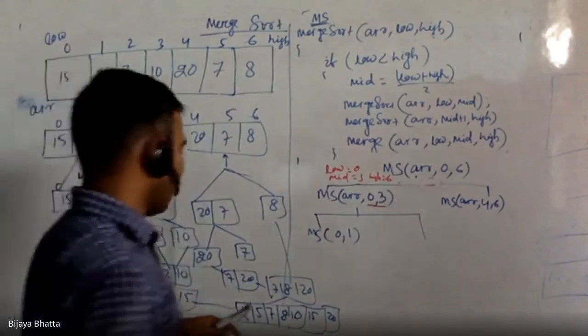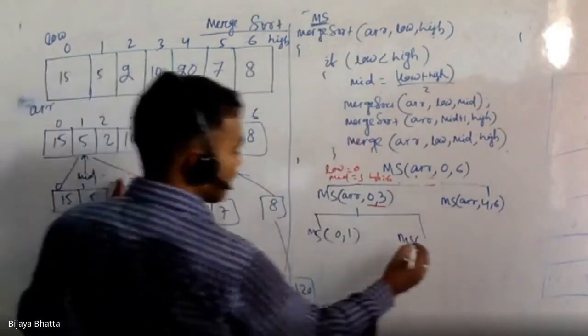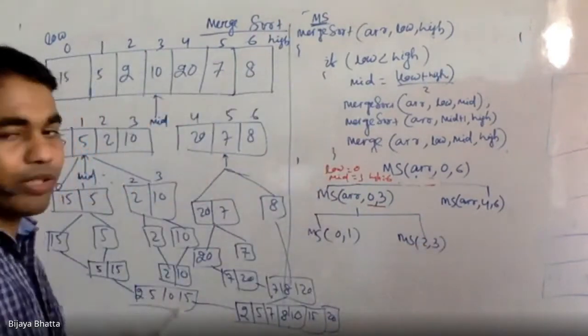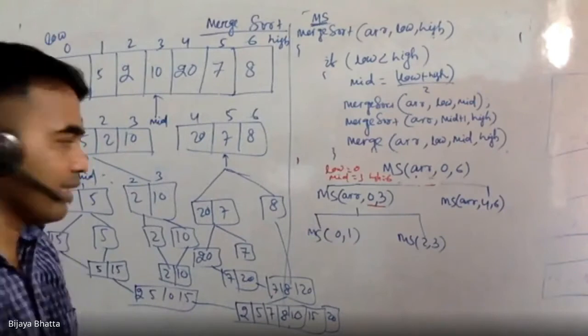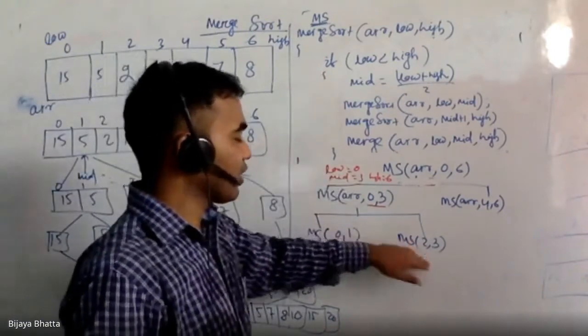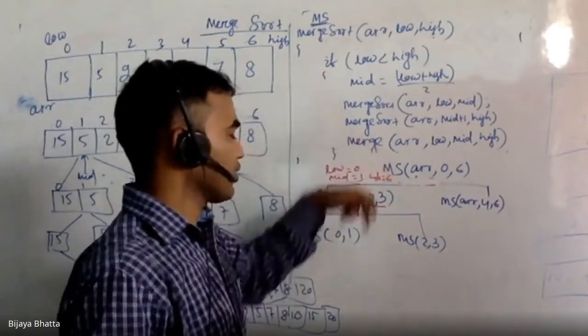And the right part is going to be merge sort 2 to 3. That is what will be passed, and that's how it will keep on doing. Since it is recursive, the right part will not get called until the left part is completely over.